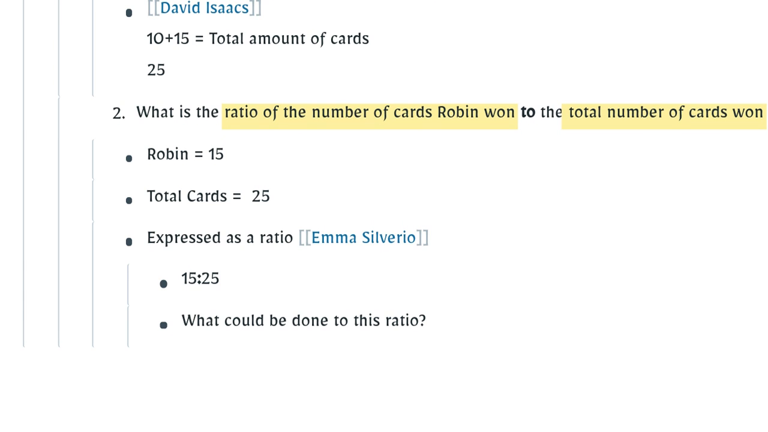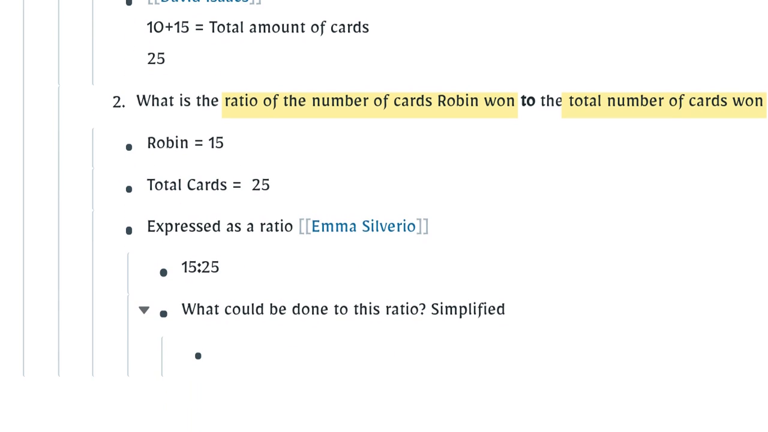I think it could be simplified. It could be simplified, exactly. Let's put simplified. That's 2 questions you got correct. All right, good. So what could it be simplified to? So we have 15 to 25. It's going to be simplified. Statement to the steps, right?